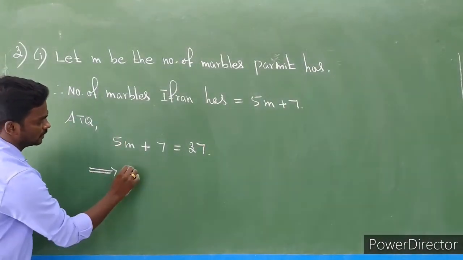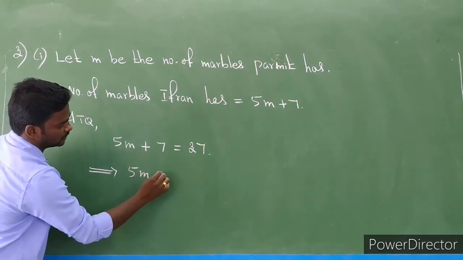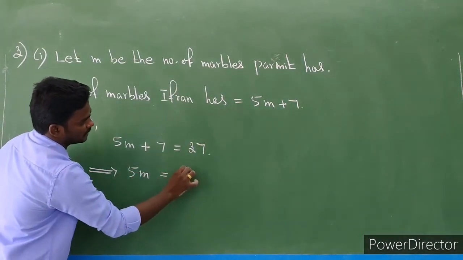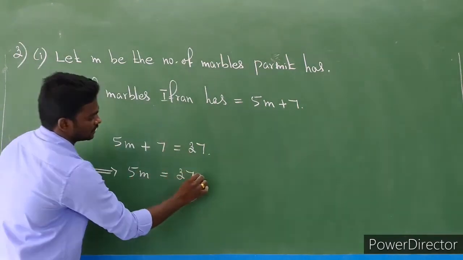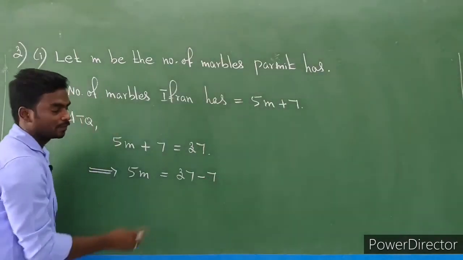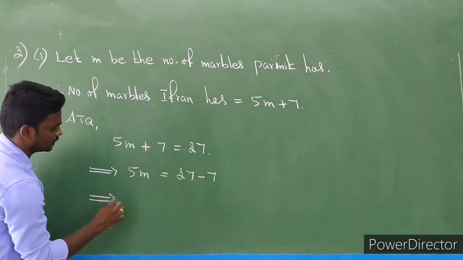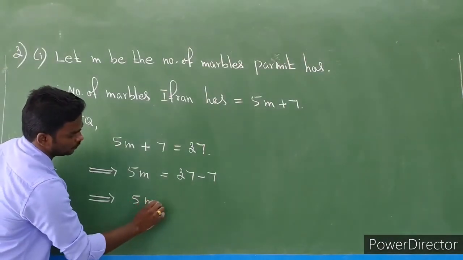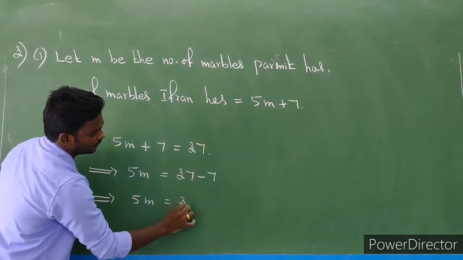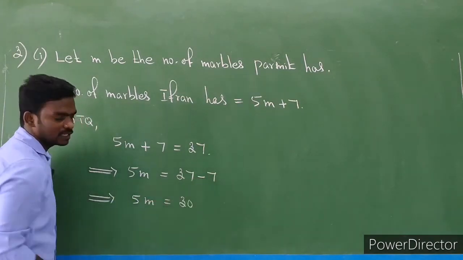Implies that keep the value 5m on the left side, which is equal to 37 on the right side. This 7 is transposing to what? Minus 7, to the right side. Implies that 5m is equal to what value? 37 minus 7, what is that? 30.